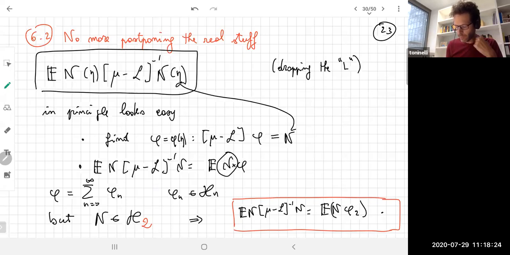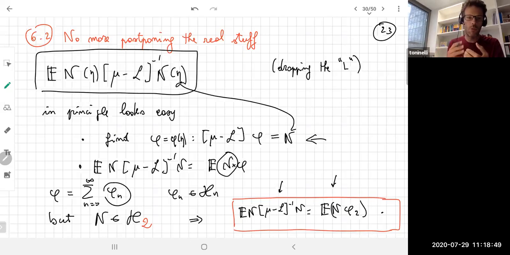So when you take this product n times phi, all you care about is the component of phi which is in the second chaos. All the others don't matter. They give 0 in this expectation. So in the end, all this complicated thing you want to compute is just the expectation of n times the second component of phi, where phi again is the solution of this equation here. And in principle, phi has components in all chaoses of order n. But if you are able just to find the second component, everyone is happy. You can compute the expectation, and that's over.